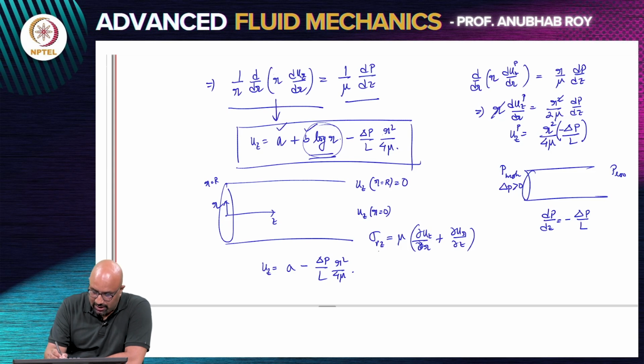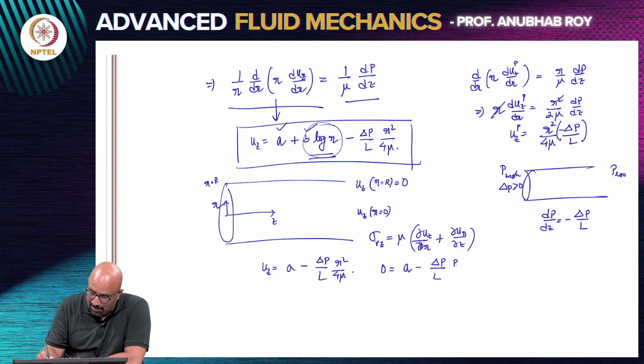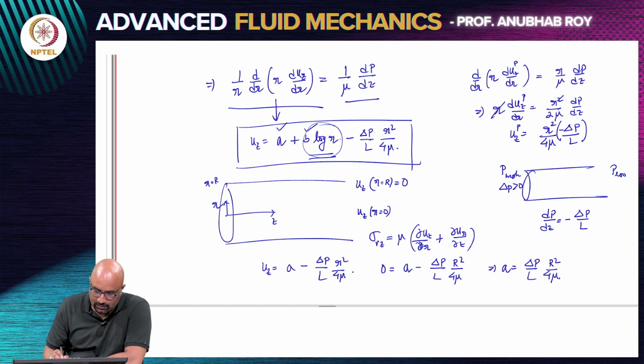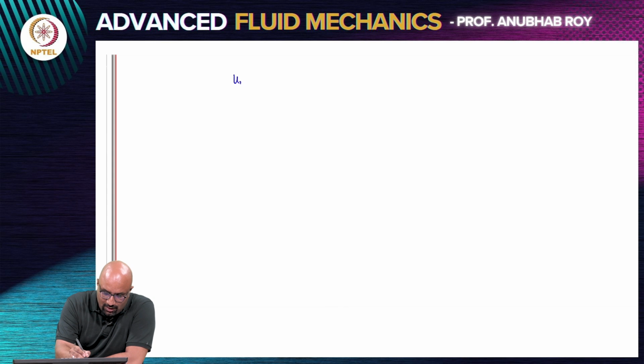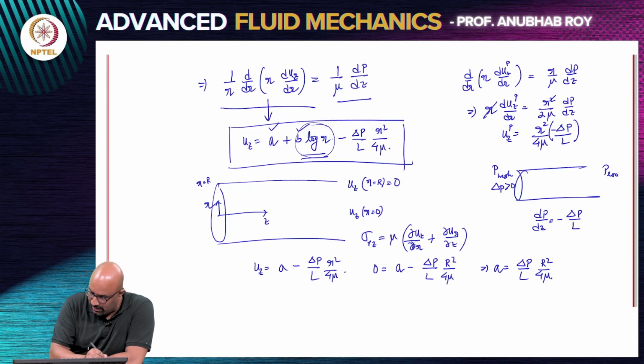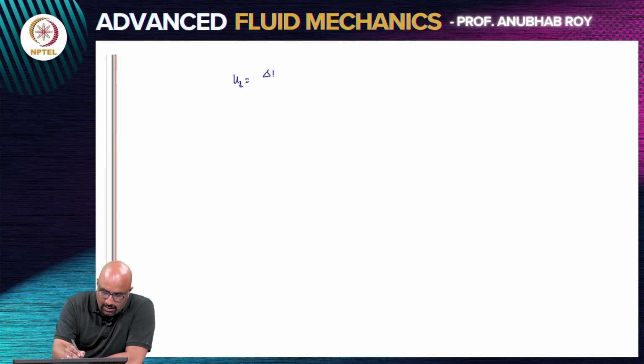Now, with the other boundary condition that uz at r equal to capital R is 0, I have del p by L capital R square by 4 mu. So, A is del p by L capital R square by 4 mu. So, we are done. We now have our velocity field as del p by L into 1 by 4 mu, capital R square minus small r square.